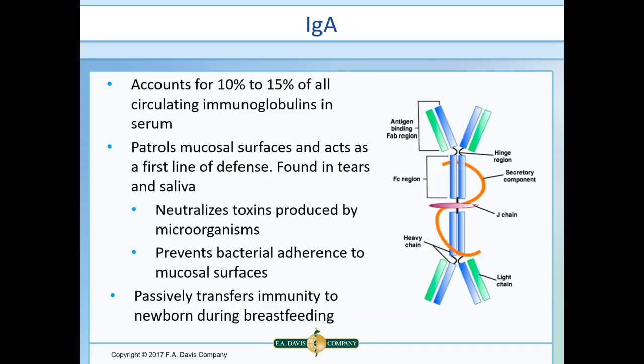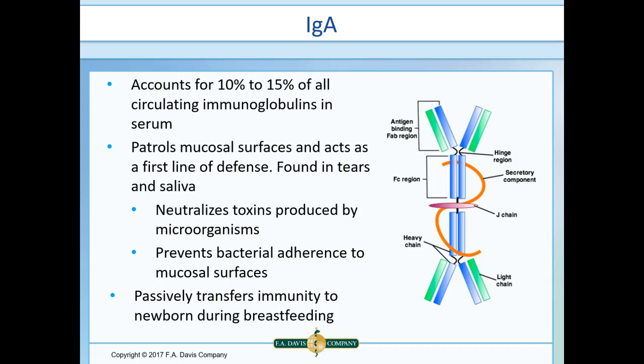The next one is IgA. This one accounts for 10 to 15% of all circulating immunoglobulins, and it patrols mucosal surfaces and acts as the first line of defense. This one is found in your tears and saliva in your body. So it's able to neutralize those toxins produced by microorganisms, and it prevents bacteria from adhering to those mucosal surfaces. It does passively transfer immunity to the newborn as well.